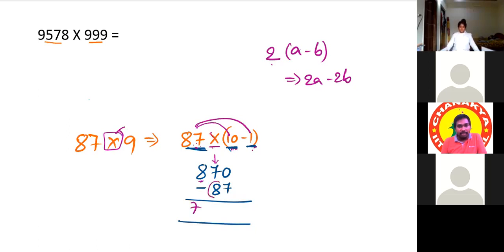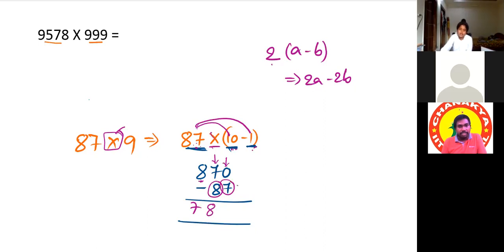What is the complement of 8? It is 2. So we add 2 plus 7, the answer is 9. Again, the next place is a mismatch, so 9 will become 8. What is the complement of 7? 3. 3 plus 0 is 3. That's all, 783. Sir, I got it correct.